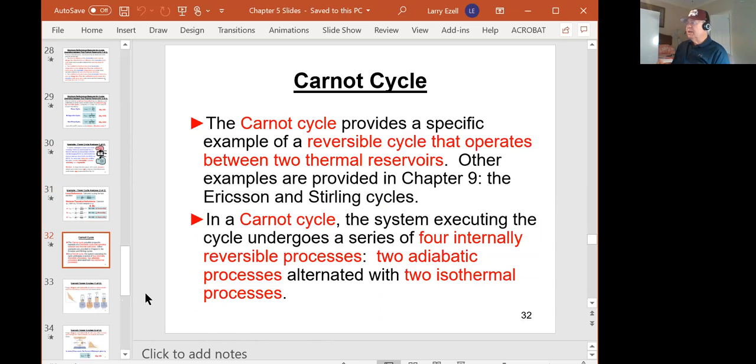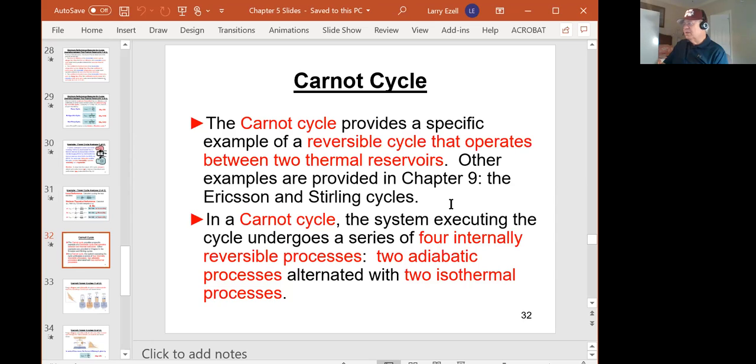Now we're going into a little bit more about the Carnot cycle. I'm getting the horse in front of the cart here. The Carnot cycle was developed by a man named Carnot, of course, and he proved that this TH and this TC ratio will determine the maximum efficiency of a thermal cycle you can get between those two temperatures. Like I said, the Carnot cycle provides a specific example of a reversible cycle that operates between two thermal reservoirs. It's just a particular type of example.